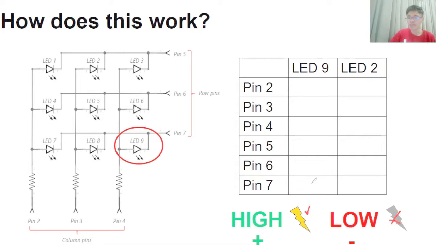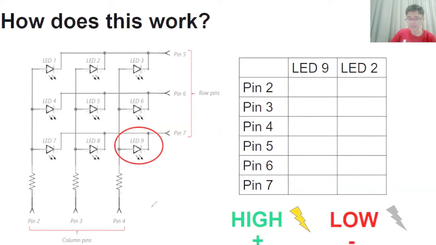What this means is that when I say high, it means that it is a positive terminal. When I say low, it means that it is a negative terminal. And for an LED to light up, it must have both a positive and a negative terminal.